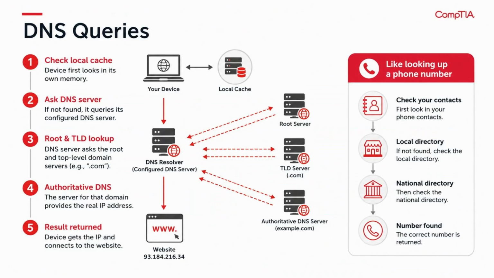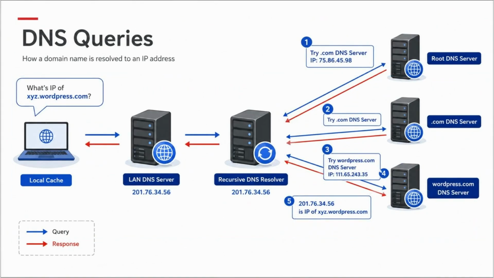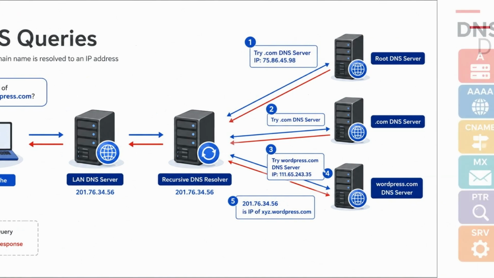When a query is made, your device checks its local cache first. If it's not found, it queries a configured DNS server, which then traverses the hierarchy from root to the authoritative server to find the correct IP address. This diagram illustrates the step-by-step process of a DNS query, showing how a request travels from a client to the authoritative server and back to the requester.